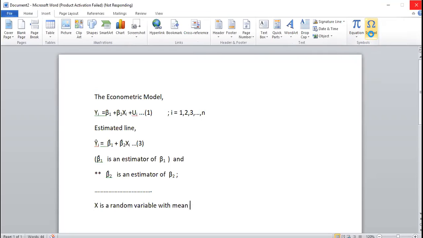So if X is a random variable with mean mu and variance sigma square, what type of mean mu is?